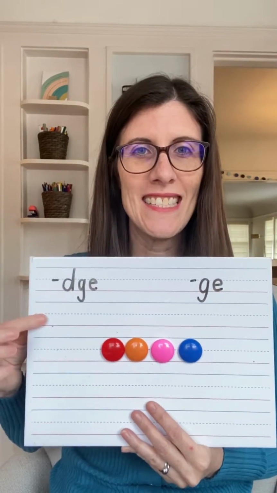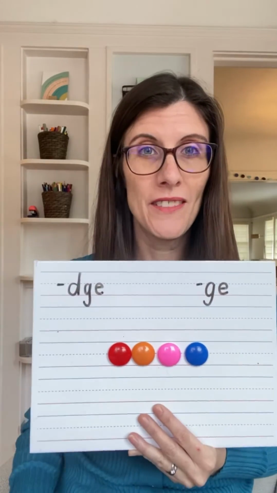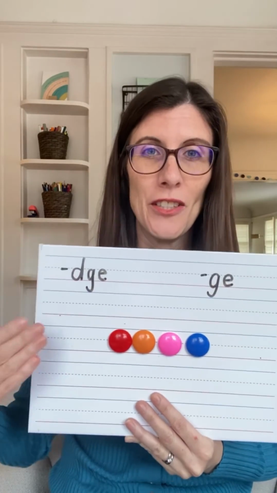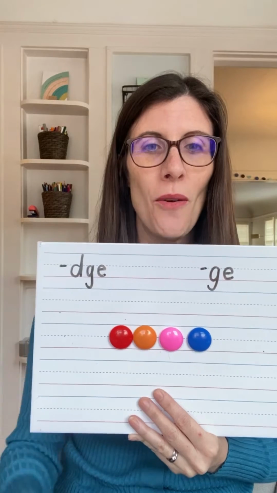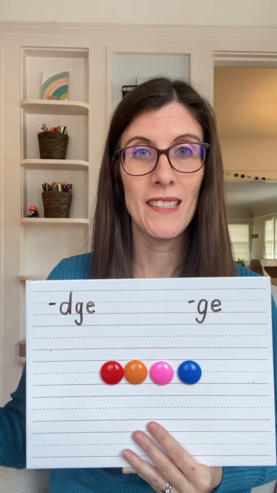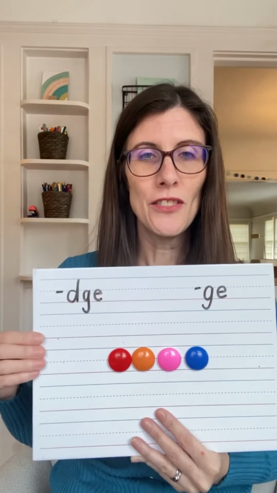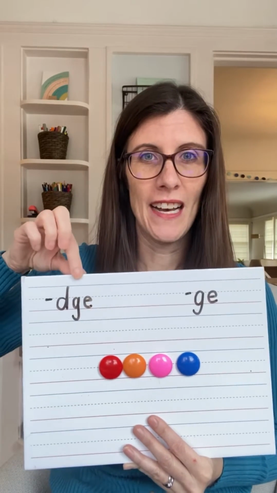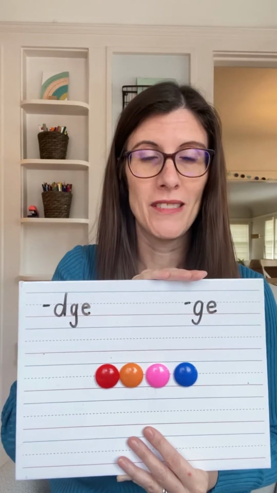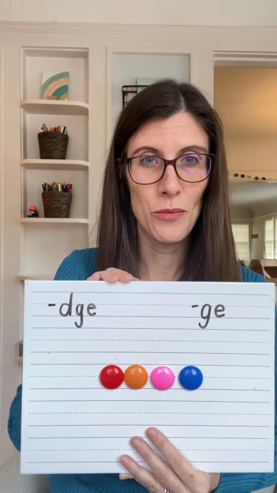After teaching DGE and GE, it's important to give our students plenty of spelling practice with words that use these graphemes. So I want to show you how I would structure that type of practice in a more guided setting. Each student is going to have a whiteboard and they're going to have these headings, DGE and GE, both of which represent the J sound at the end of words.